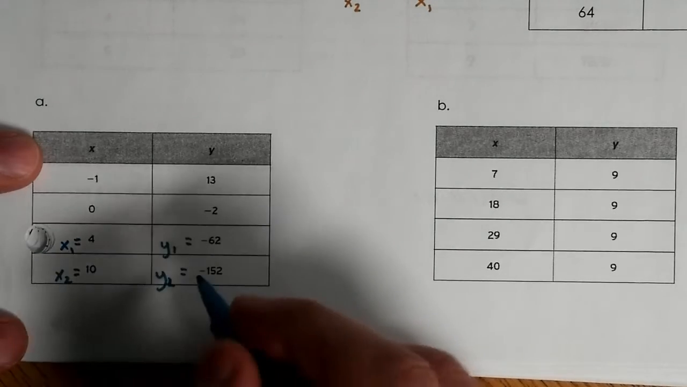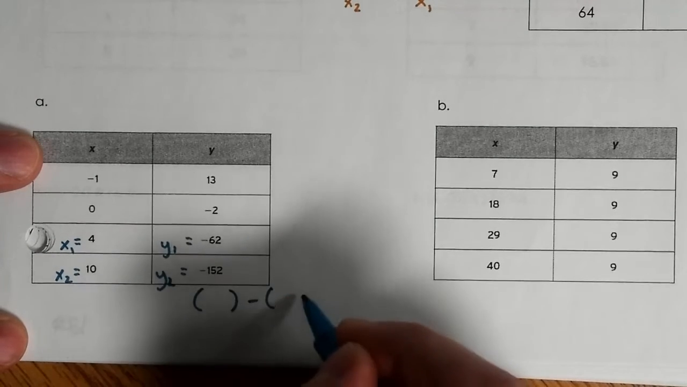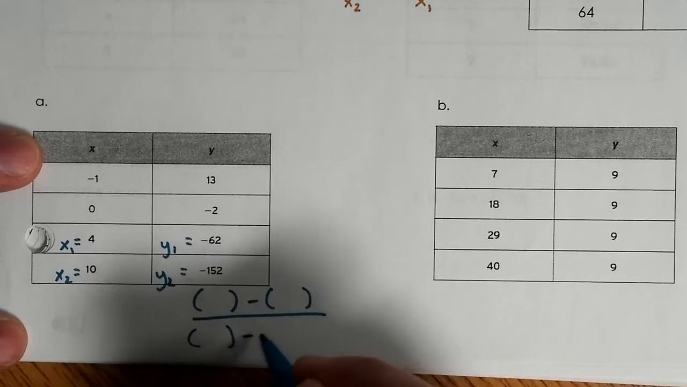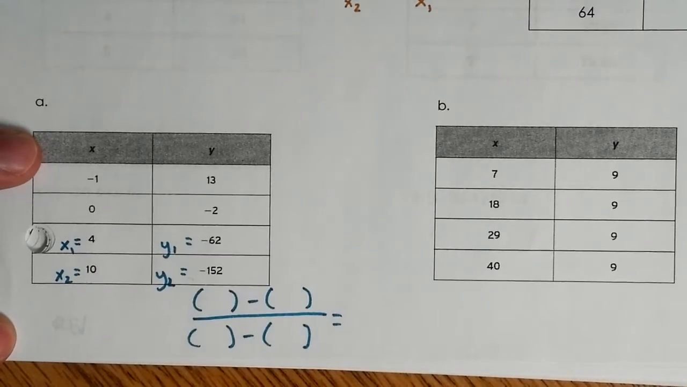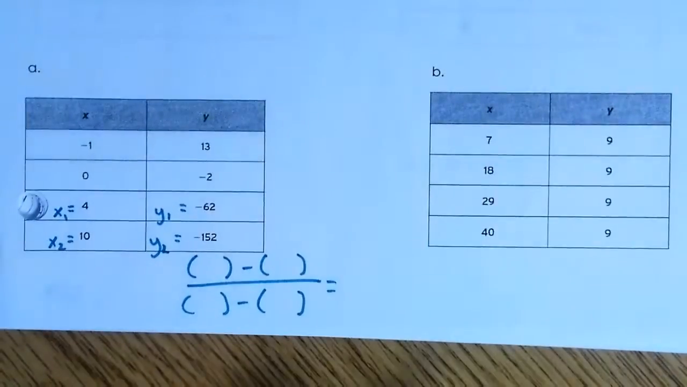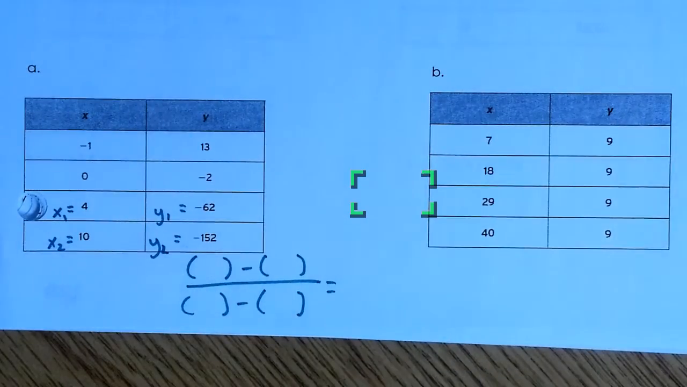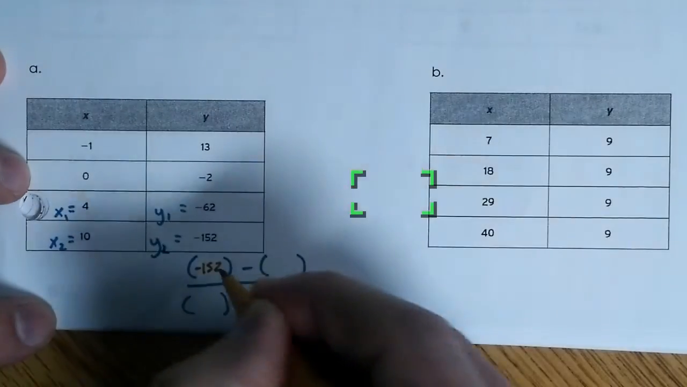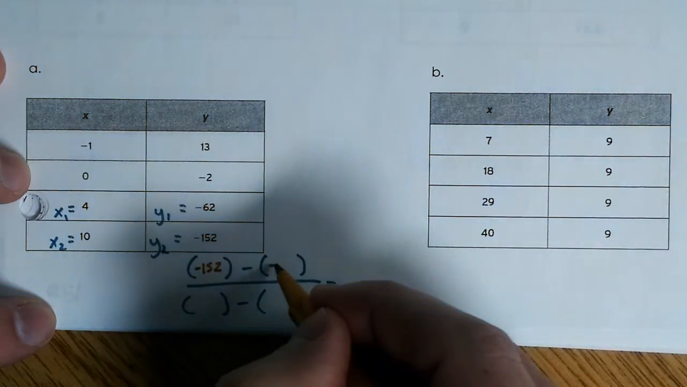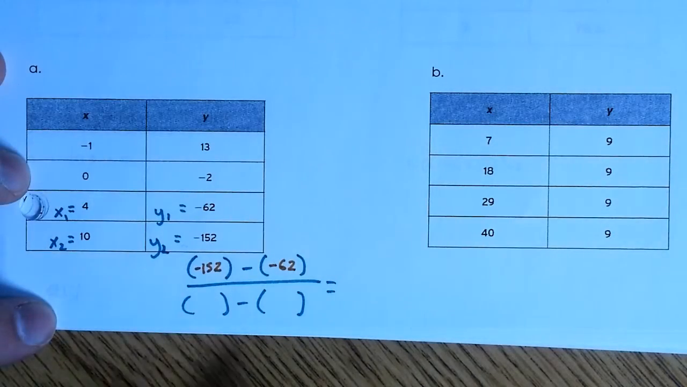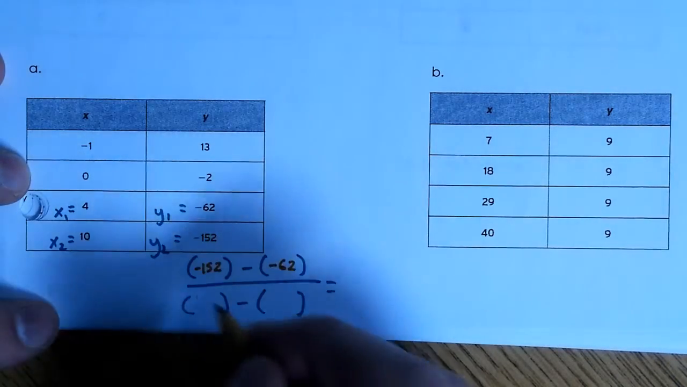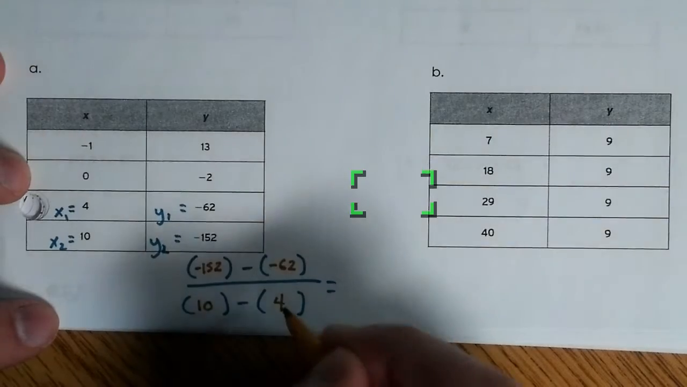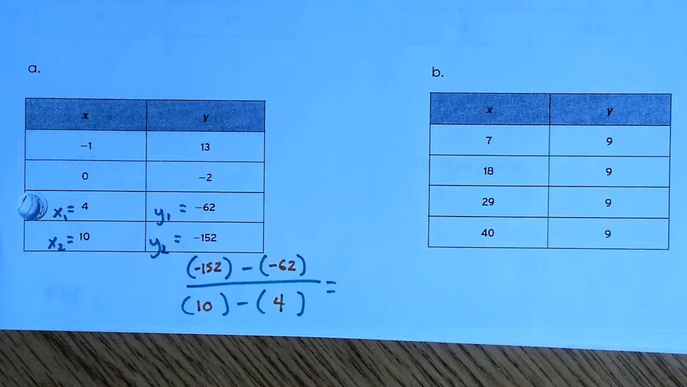We plug this into our formula. Parentheses minus parentheses over parentheses minus parentheses. For time's sake, I'm going to have one of my students in class do the calculations. So what goes in the boxes up top? Y2, so negative 152. And then y1, negative 62. And then on the bottom, our x2, which is 10 minus 4. Y always goes on top. Good question. It's always y2 minus y1 and x2 minus x1.